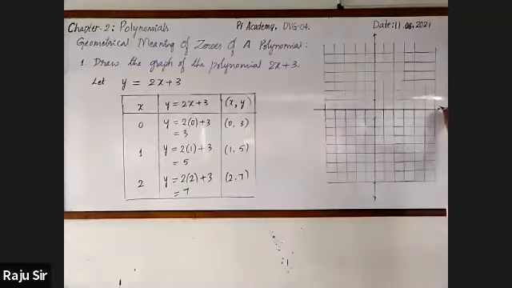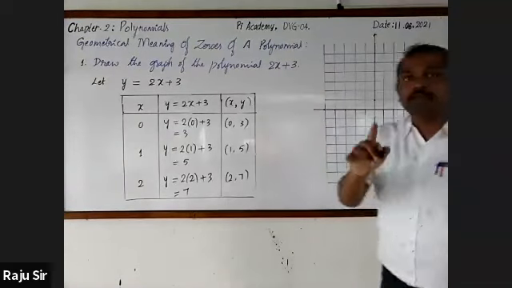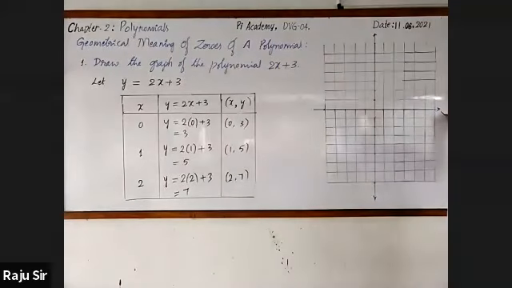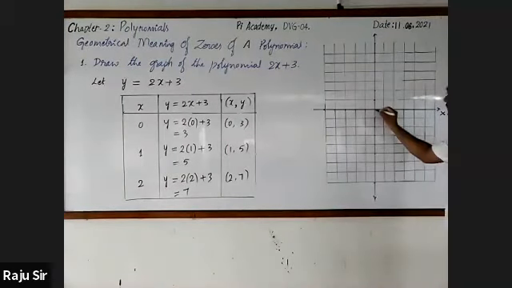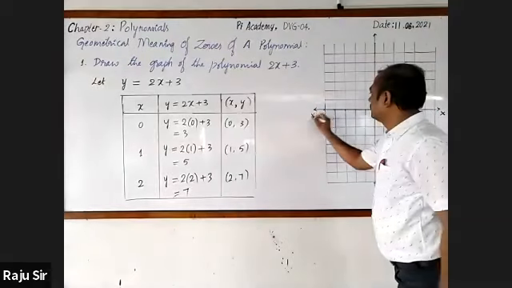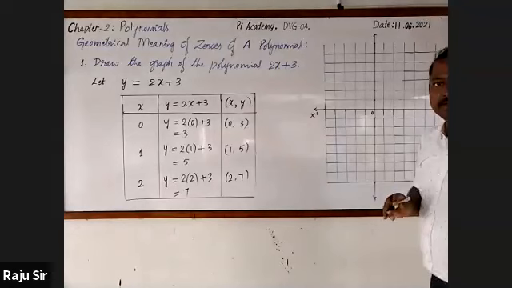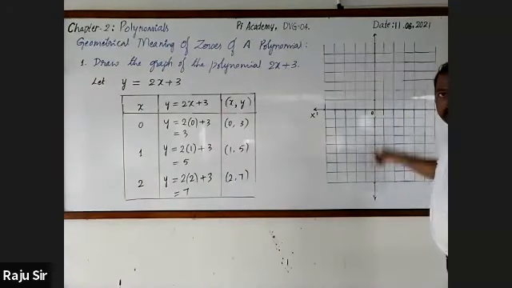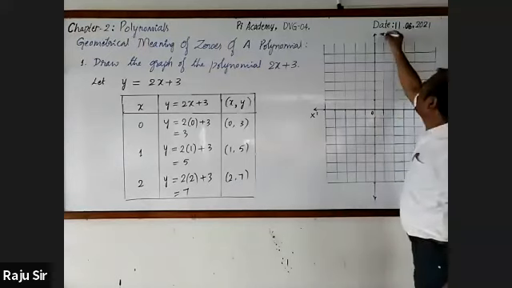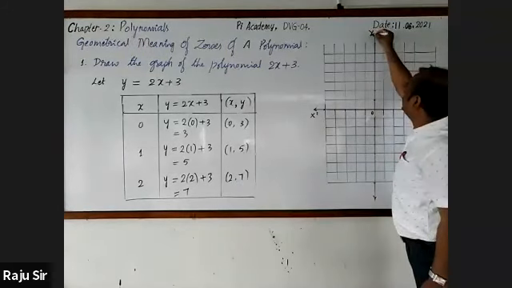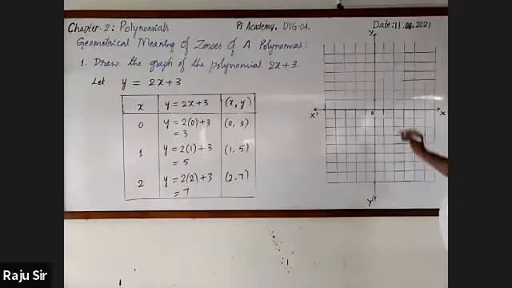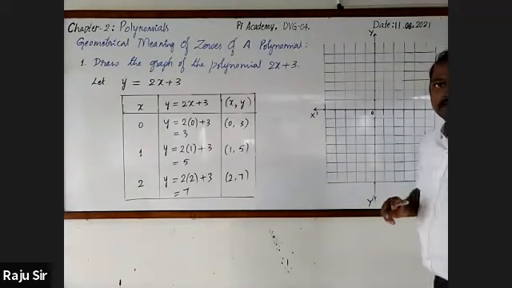Next. We know that horizontal line is called x-axis and is denoted as X'OX. See, this is X'OX. Should use only capital letters. Next, vertical line is called y-axis and is denoted as Y'OY. Next, go for writing the numbers.